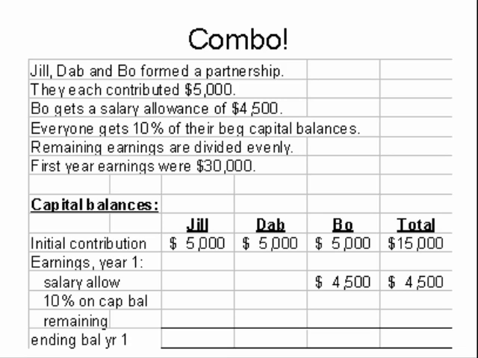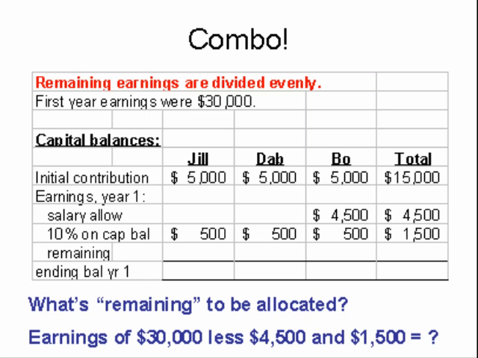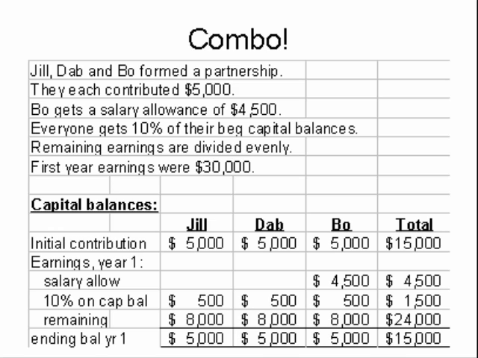Okay, there's your initial capital balances. There's the salary allowance. Now we've got to compute 10% on the capital balances. There you go, pop those in there. Now what's remaining? Well, we need to allocate 30,000. We've already done 4,500 and 1,500. So what do you have left? You subtract the 4,500 and 1,500 you've already allocated from the 30,000, leaving you with 24,000 that you spread evenly to the three partners. Okay, it took 3 steps there to allocate that 30,000.